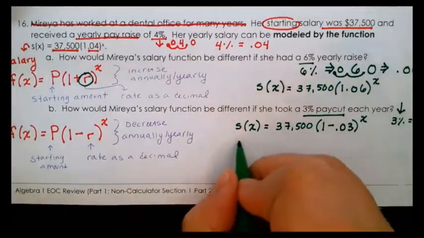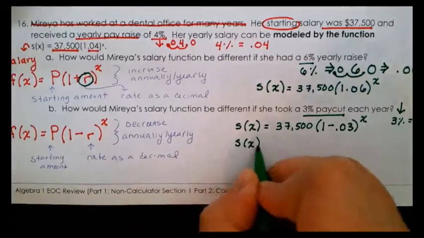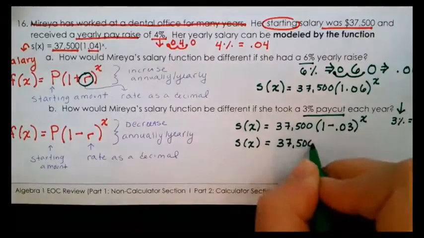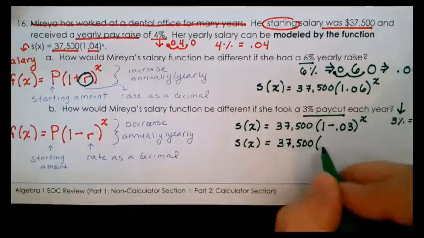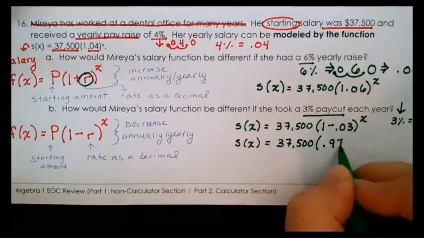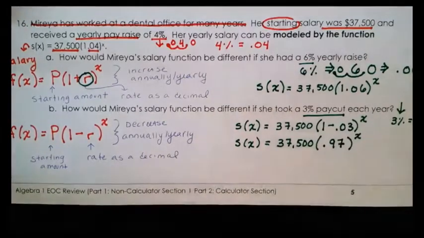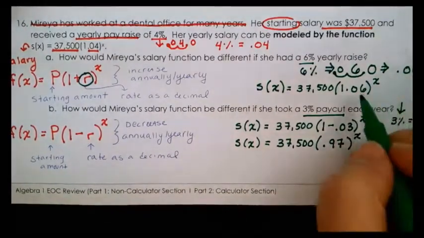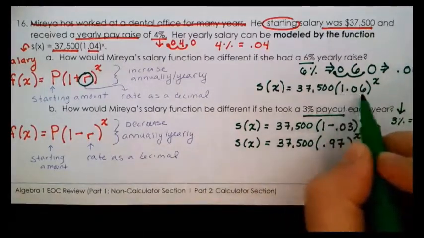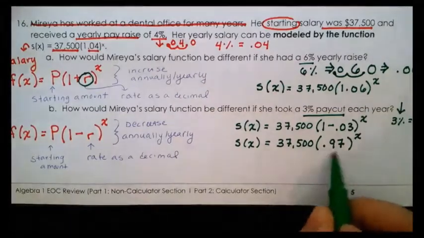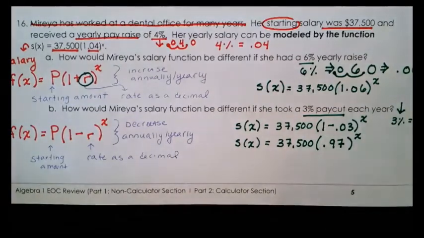So we're going to just simplify this one step further. 37,500 times 0.97 to the x power. So you'll notice a difference. When you're increasing annually, you're going to have a number here that's larger than 1. When you're decreasing, you're going to have a number here that's less than 1. Okay? We're done. Let's move on.